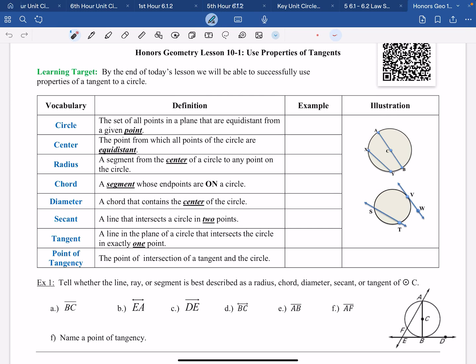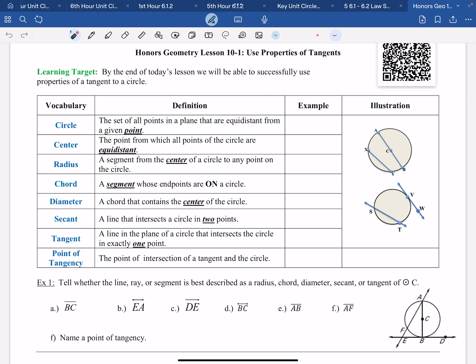Hello class, today we are going to start our unit on circles. We're going to start with some vocabulary words associated with what a circle is before we can progress. There is so much to learn, just like triangles. We have a lot that you probably never knew were true with circles.